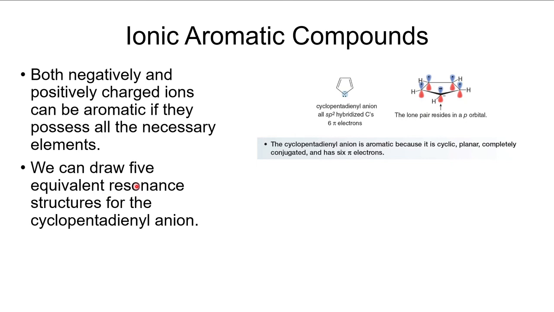In fact, we can draw 5 equivalent resonance structures for the cyclopentadienyl anion, which is this, and these are the 5 equivalent structures. You'll see that each carbon has a partial negative charge. That negative charge is spread out over all 5 carbons. That makes this anion unusually stable.